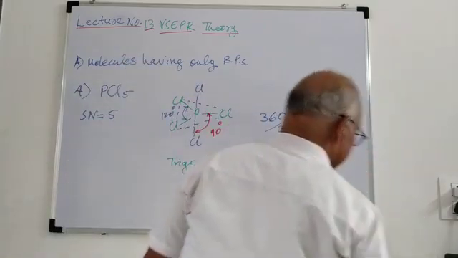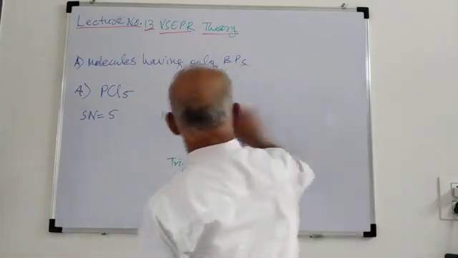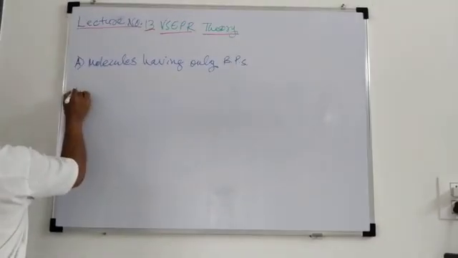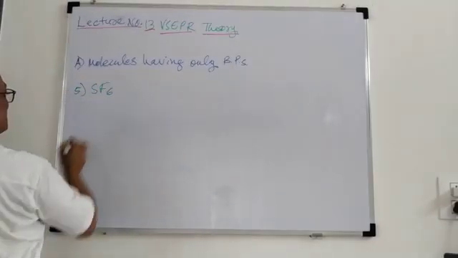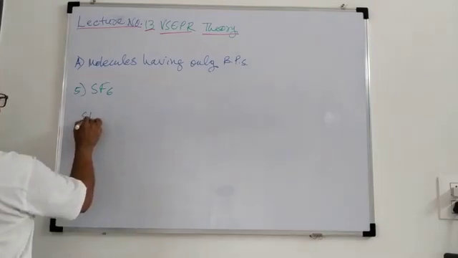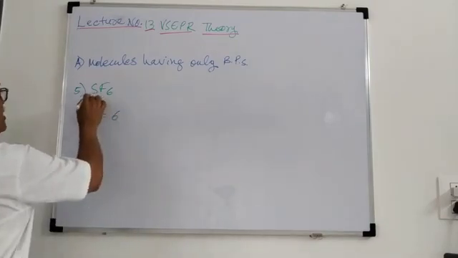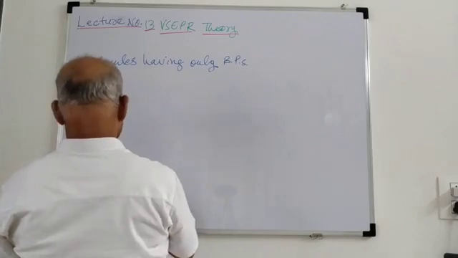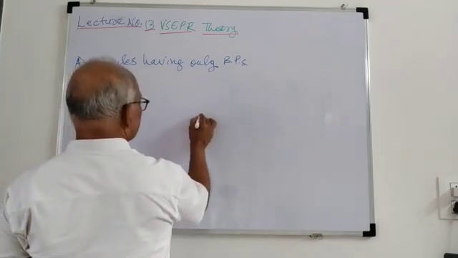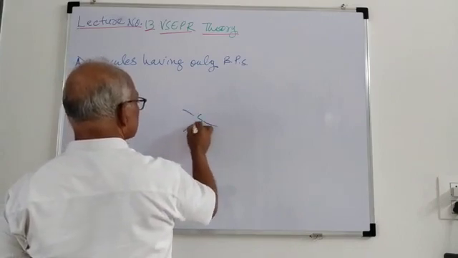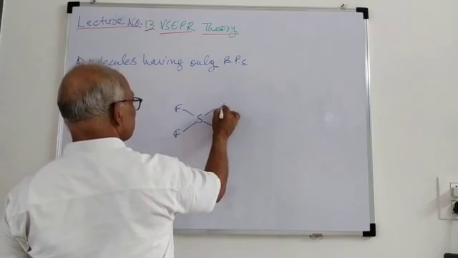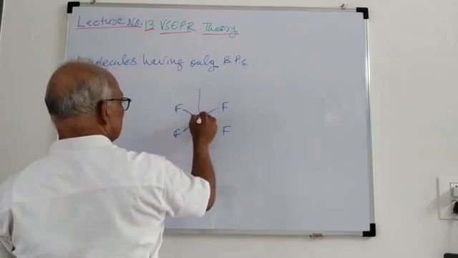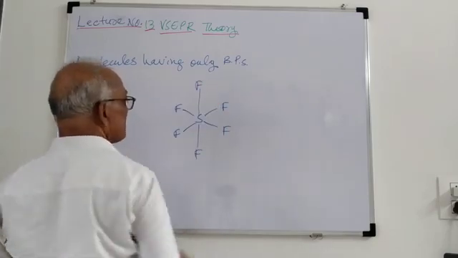So the next molecule is SF6, sulfur hexafluoride. It has steric number 6 because sulfur has no more lone pair electrons. Now the shape of this molecule is like this. Sulfur is at the center. There are 4 fluorines present in this way in the XY plane. You can consider this the x-axis, this the y-axis, and there are 2 more fluorines in the direction of the z-axis.